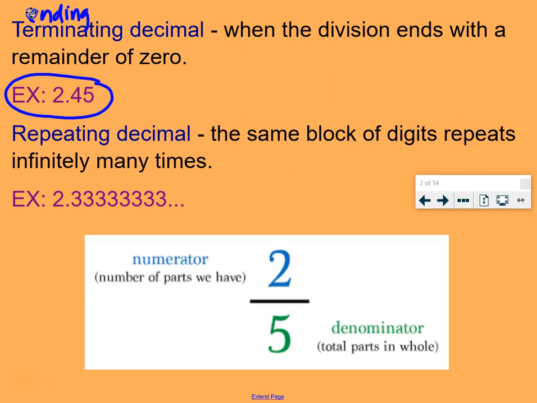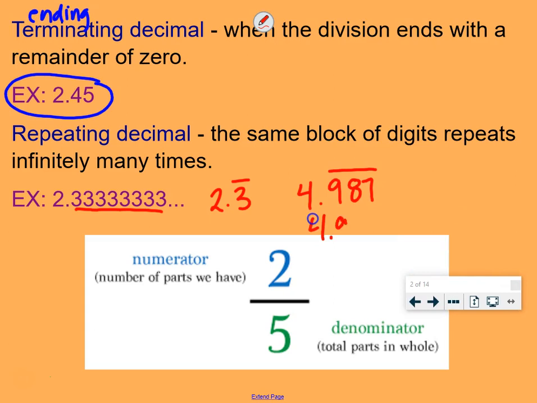And then we have repeating decimal. The same block of digits repeats infinitely many times. So in the example, we have 2.3, and all the 3's are repeating. So that dot, dot, dot would mean it's 2.3 repeating. Remember that line over the top. It can also be more than one set of numbers. So if we had 4.987 and then 987 was repeating, that would just be 4.987, 987, 987 forever and ever and ever. So two different ways of writing repeating decimals.